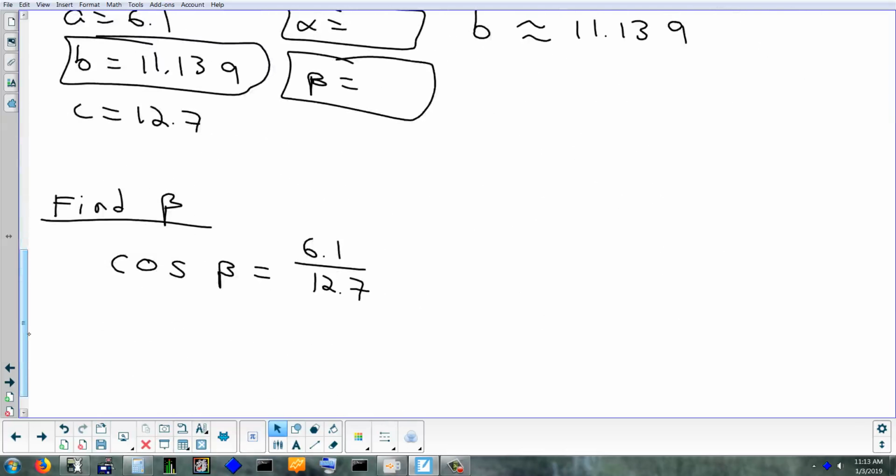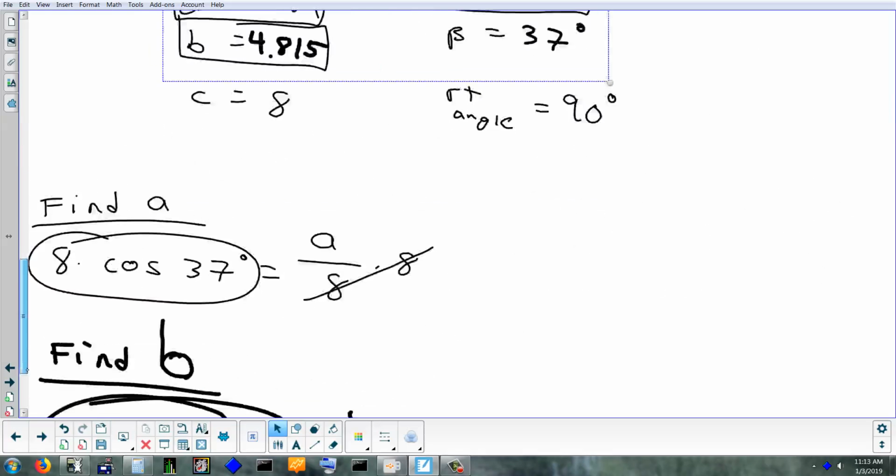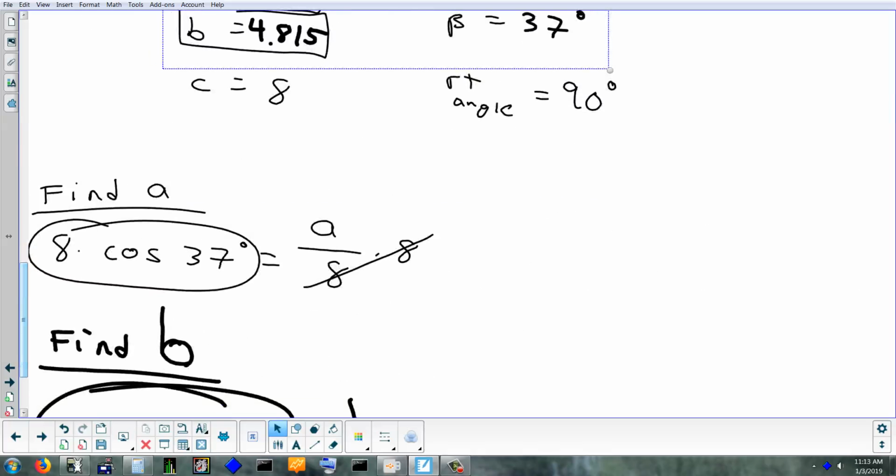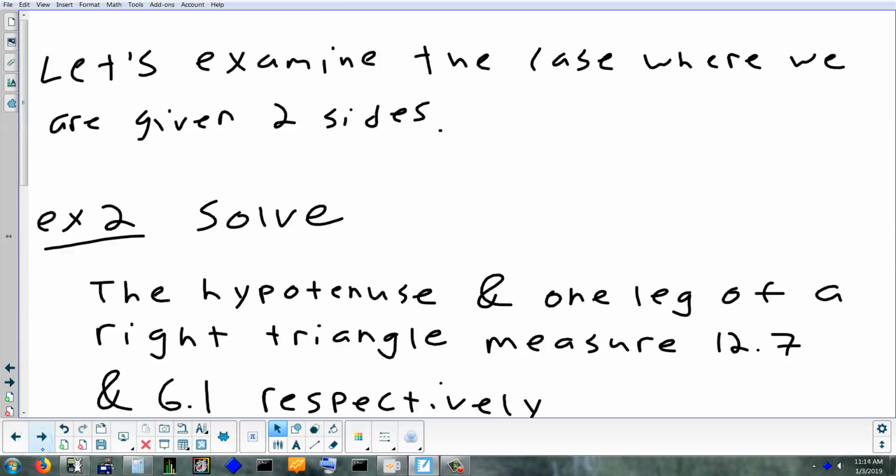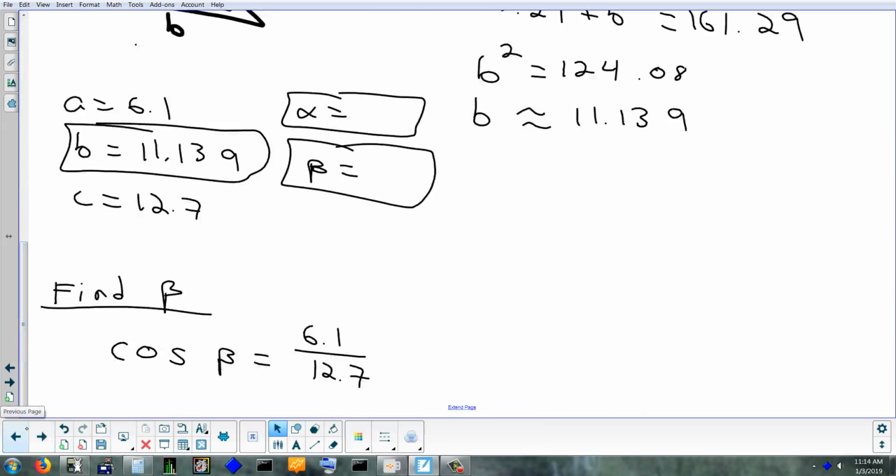Now, if we compare that equation to something like what we had here, what's the difference? They're not the same type of equation. They're a little different. So we had that, and now we have that.